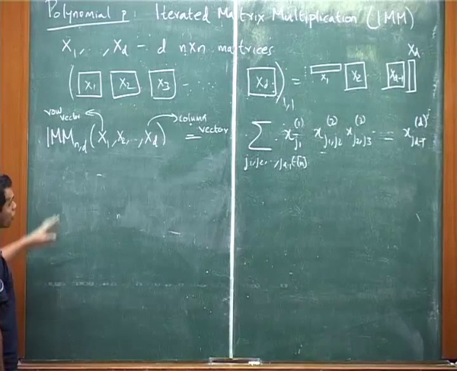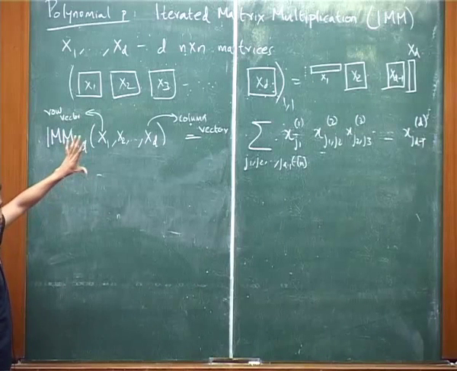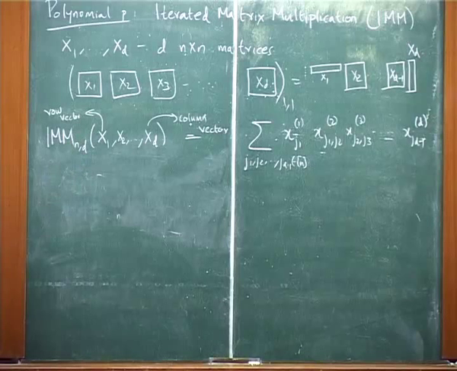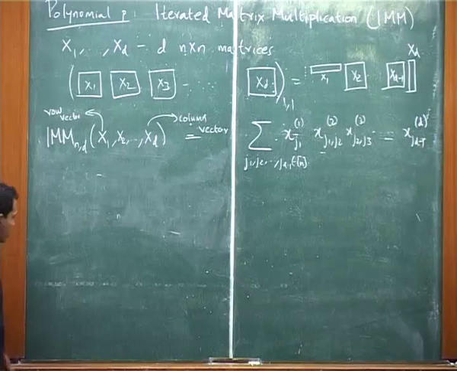I'm sure everybody is convinced that this polynomial is in VP because you can multiply d matrices in polynomial in nd time, right? But nevertheless, let's write down an arithmetic circuit for it. In fact, we'll write down an ABP. So we've been looking at ABPs. Let's write down an ABP for this polynomial. So what does the ABP look like?